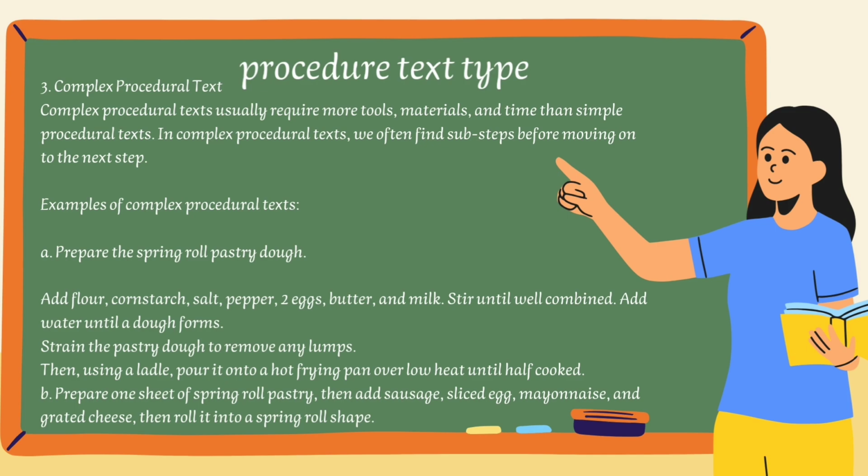A. Prepare the spring roll paste dough. Add flour, cornstarch, salt, pepper, 2 eggs, butter, and milk. Stir until well combined. Add water until a dough forms. Stir the first dough to remove any lumps. Then, using a ladle, pour into a hot frying pan over low heat until half cooked.